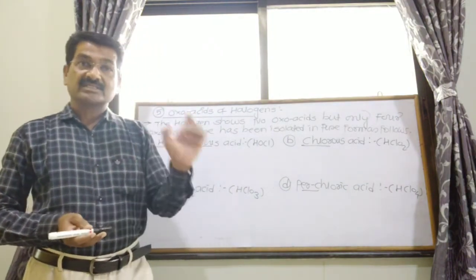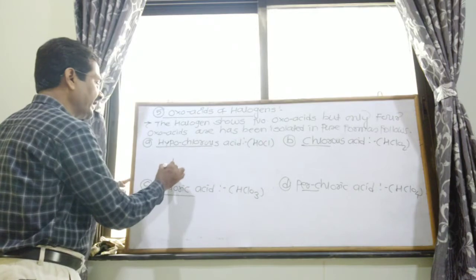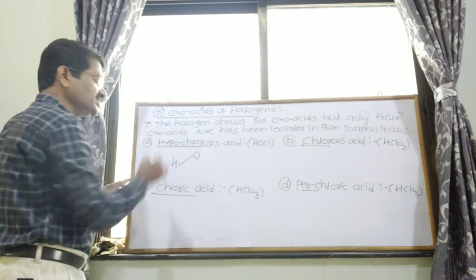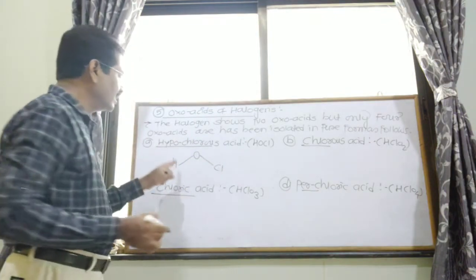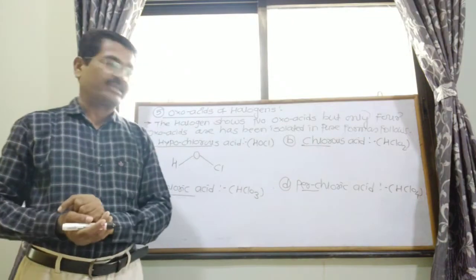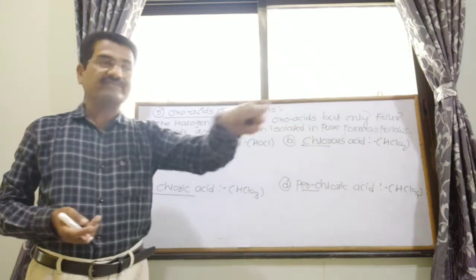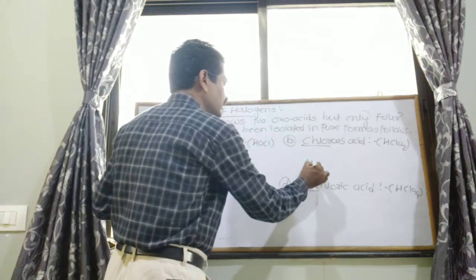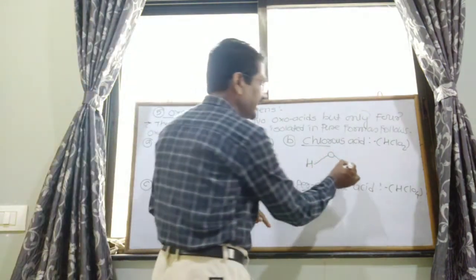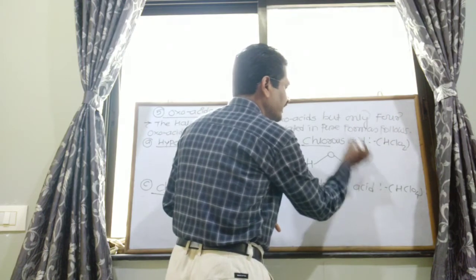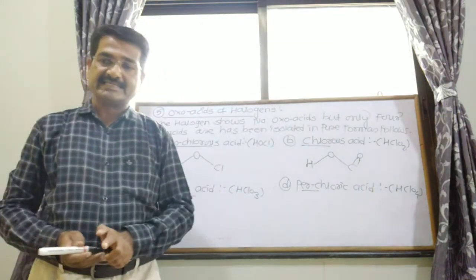Then see the structural formulae. How to form the structure of hypochlorous acid? In hypochlorous acid, one hydrogen atom is linked with oxygen, and that oxygen is linked with the chlorine. Then in chlorous acid, one oxygen is increased, giving a different structure: hydrogen linked to oxygen, then chlorine, and lastly that chlorine is linked with another oxygen. So this is the structure of chlorous acid.